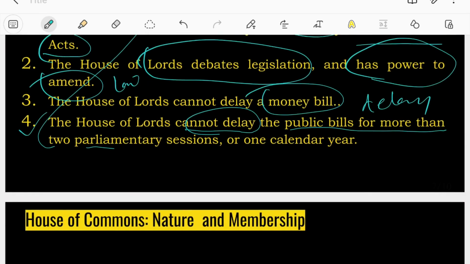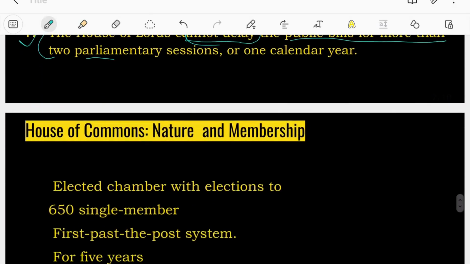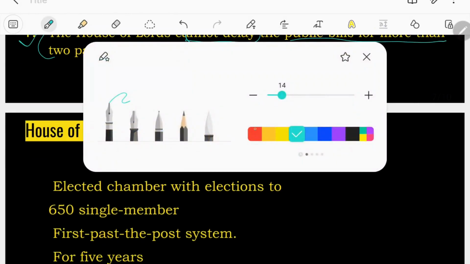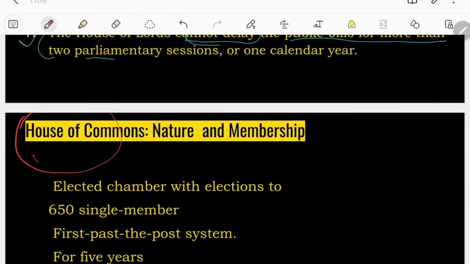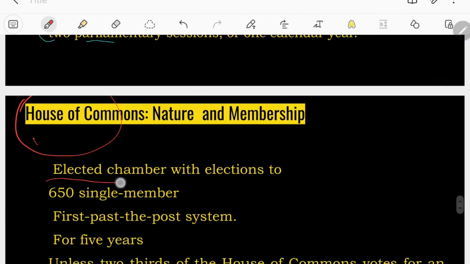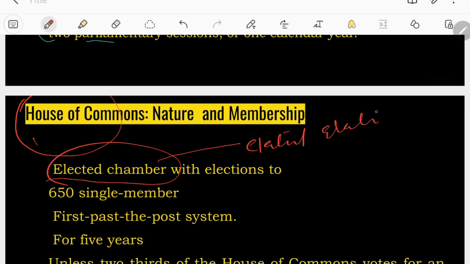Now coming to the second house, that is lower house, it is House of Commons. You all can see here. So it is elected body, or you can say it is called as an elected chamber as well. So to be a member of the House of Commons, the person has to go for the election. He has to contest in the election, and once he has been elected, then he can be a member of this House of Commons. Now that membership, the total membership is here 650.